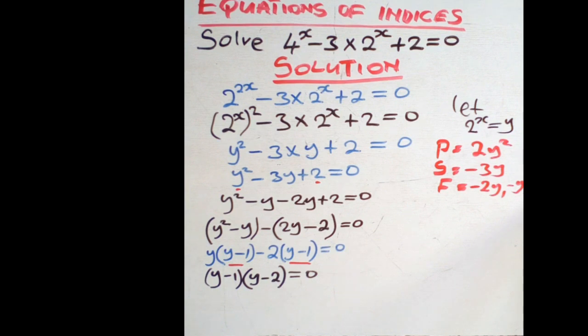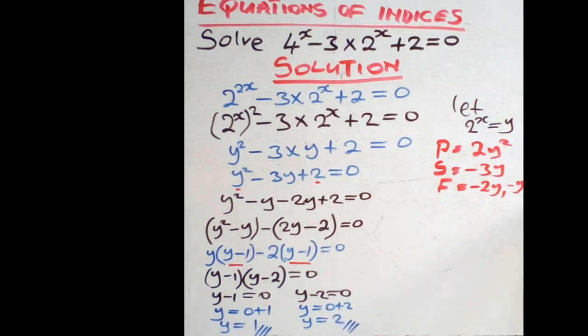We chose to use factorization methods. There are so many methods. So then you equate: y minus 1 is equal to 0, then y minus 2 is equal to 0. At this point now, you can collect the like terms. So if we collect the like terms, we have y is equal to 0 plus 1. y is equal to 1. This will be the first answer. For the second one, we can say y is equal to 0 plus 2. Then y is going to be equal to 2.